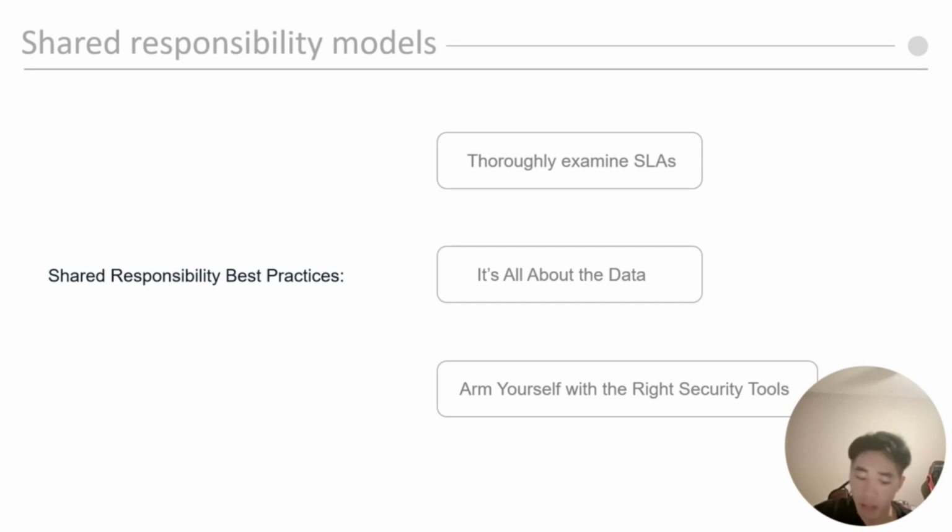And then it's all about data. Regardless of the chosen CSP, the organization bears complete responsibility for the handling and the management of the data. So you also need to arm yourself with the right security tools, and if you use the right security tools, you can protect your data and your cloud system.